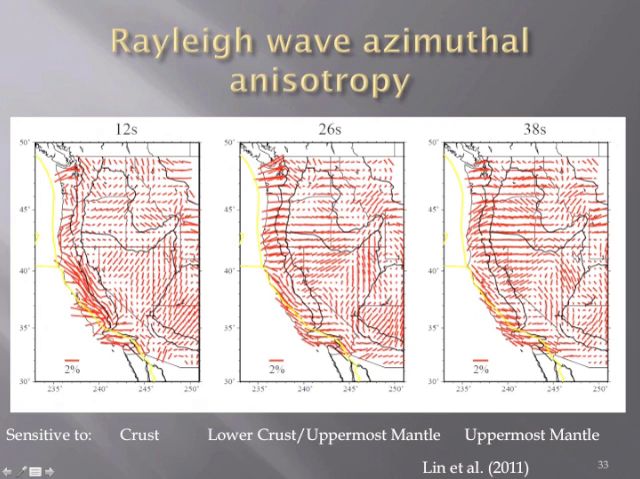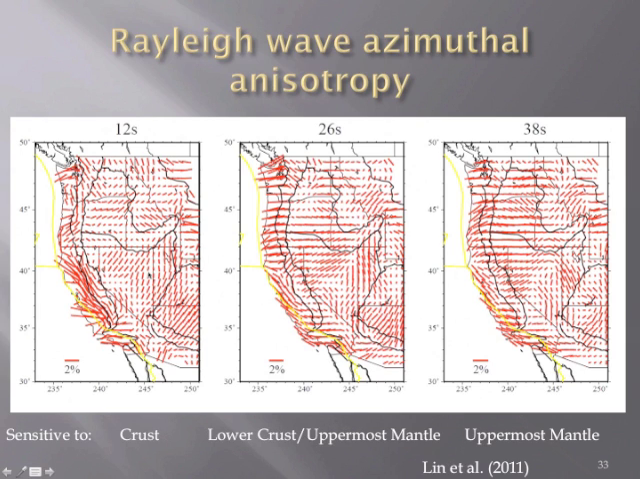Besides isotropic structure, we can also map out the azimuthal anisotropy. At 3 different periods, 12, 26, and 38 seconds, for each location, we can determine the azimuthal anisotropy of Rayleigh waves. Each red bar here represents the anisotropy, where the length of the red bar represents the strength of the anisotropy. Here is the 2% reference. Also the fast direction is indicated by the direction of the red bar. I will discuss more about anisotropy later when I talk about the 3D model.